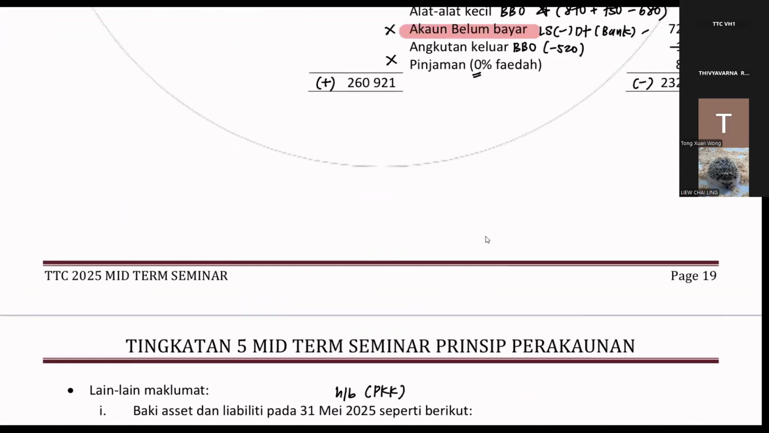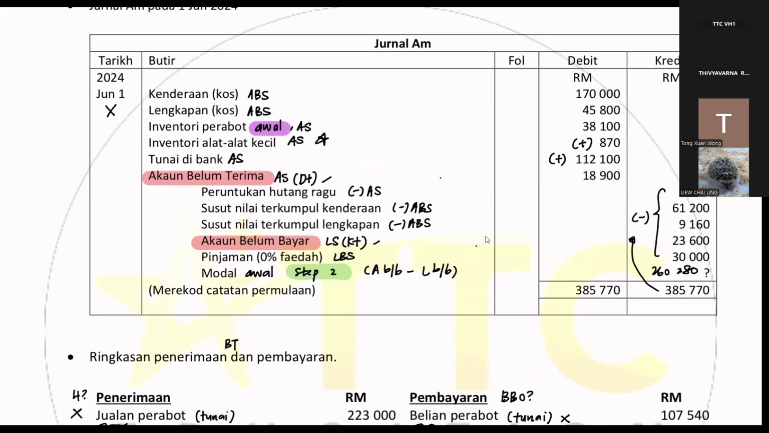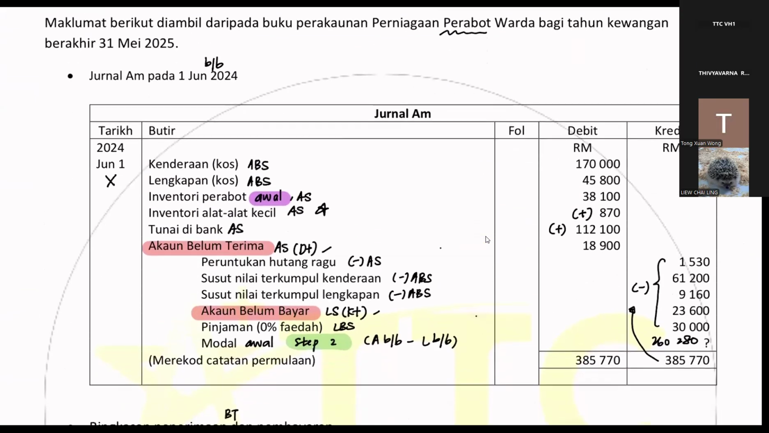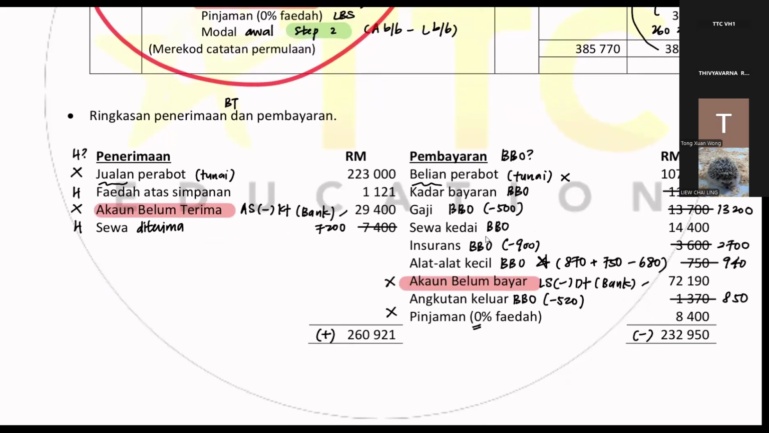Then you need to start to record all the hasil and belanja. So when you find all the hasil belanja, make sure you scan the whole question one more time slowly to make sure don't miss out anything. Okay, baki BB here, nothing else. No hasil belanja. Okay, then go to penerimaan pembayaran. Yes, you got one, two hasil here.